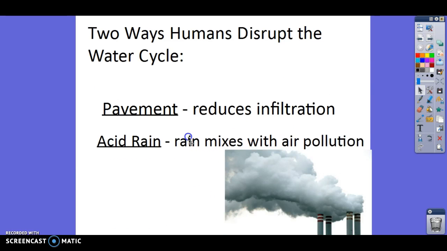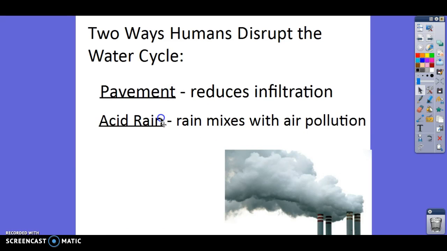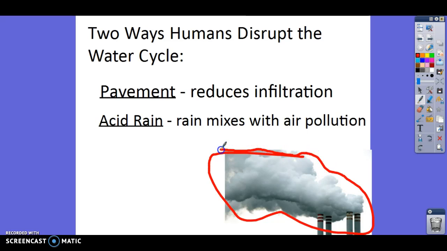And then the other thing is acid rain. So acid rain is not as common as it used to be. That's good because acid rain is not a good thing. But we've passed some regulations that have helped with this. So acid rain is formed when rain mixes with air pollution. So pollution from like factories and smokestacks like this. A lot of my students told me this looked like they call it the big smokestack or cigar in Pleasant Prairie.